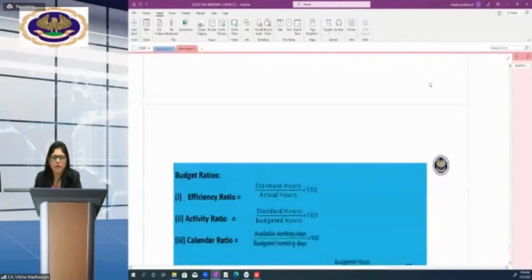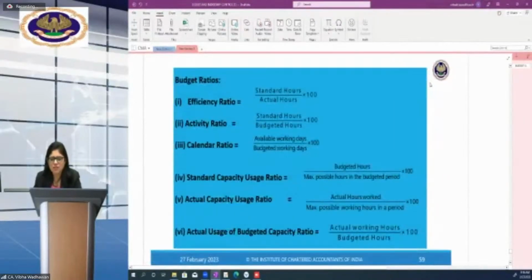All right. So they are the various ratios. You can find it here. Efficiency ratio, standard hours by actual hours. Take a note of these budget ratios. Sometimes the question comes on these budget ratios also.